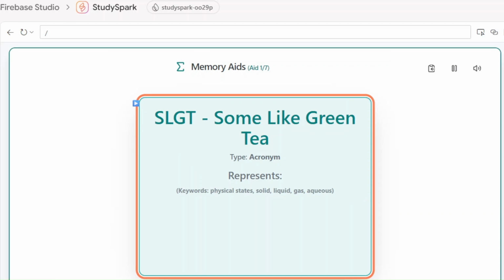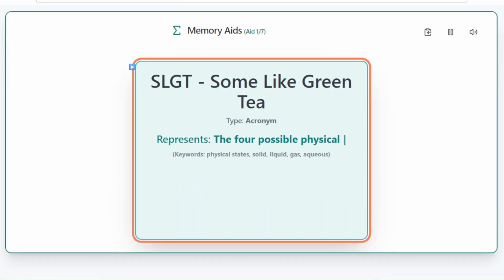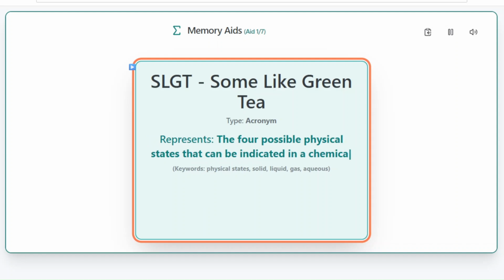Some like green tea. Which represents the four possible physical states that can be indicated in a chemical equation: solid, liquid, gas, and aqueous.